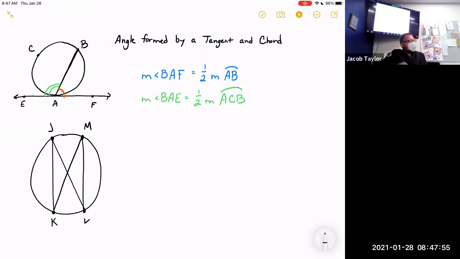My question is, in this circle with these chords that I've drawn, which angles are congruent? It would be if I had told you that any of these lines were parallel. But we have to have parallel lines to do the transversal thing, and we don't have them. JK and ML might be parallel, but I didn't say that they were, so we can't prove it.